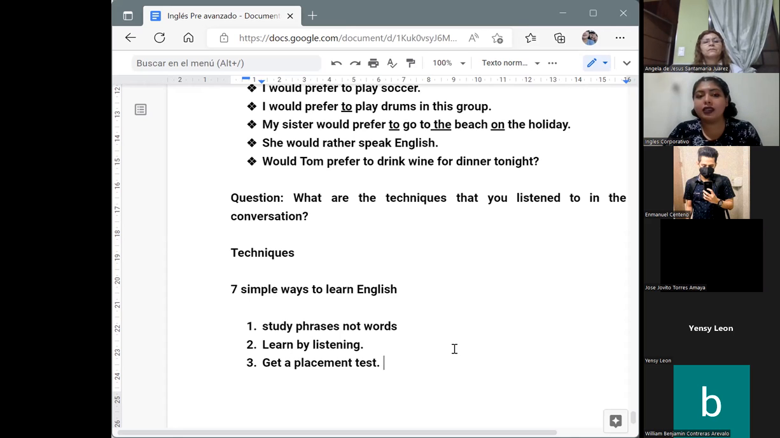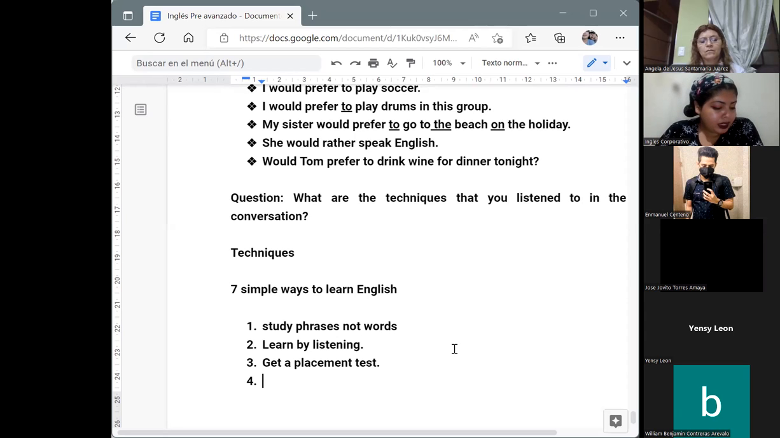So in that case, it is very important to get a placement test, to know what your level is, the things in which you have problems, in which you have troubles, and know what your strong areas are, because you have strong areas too.